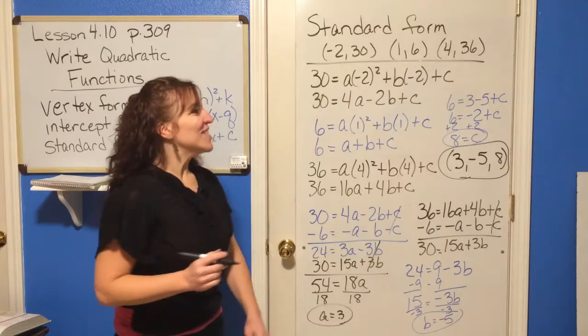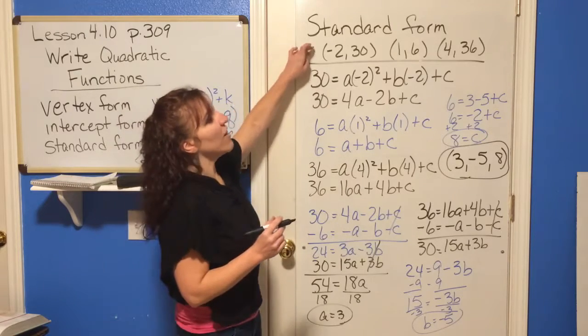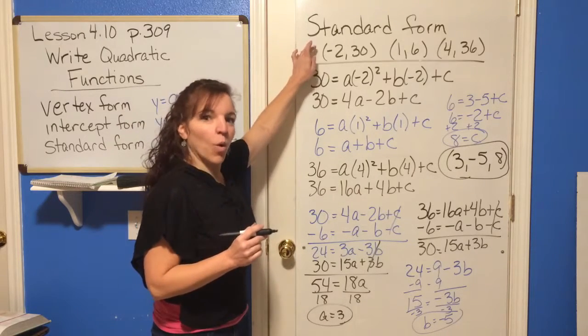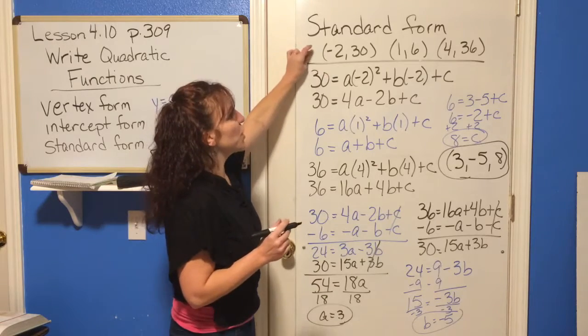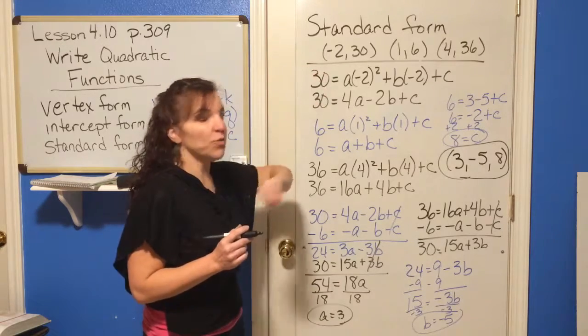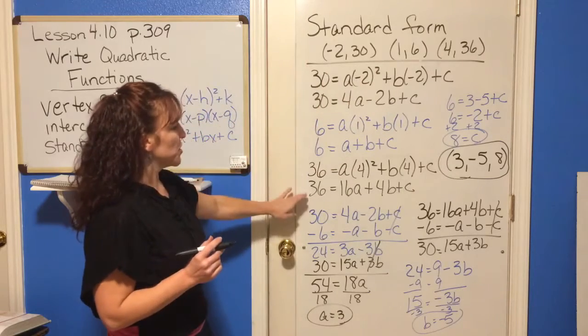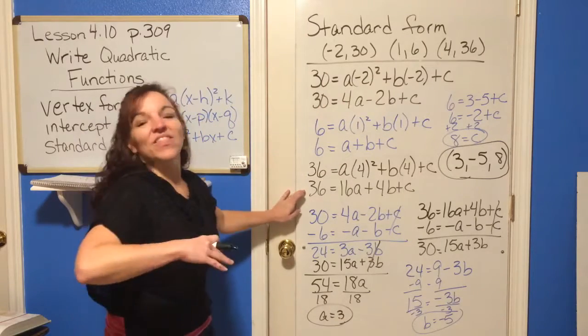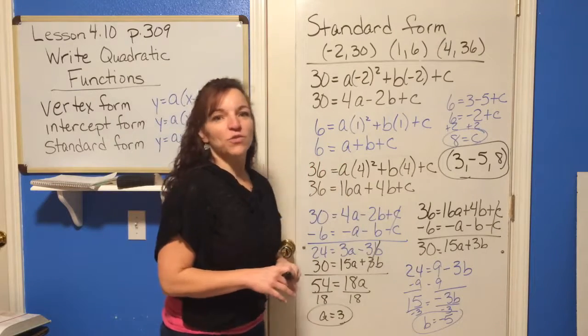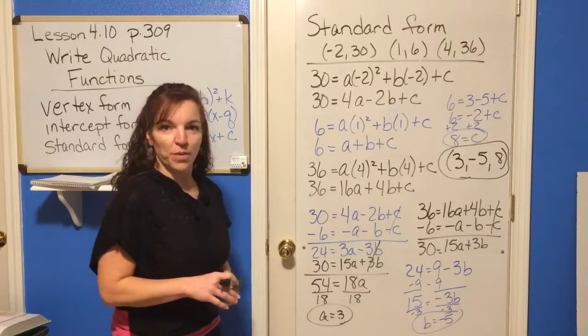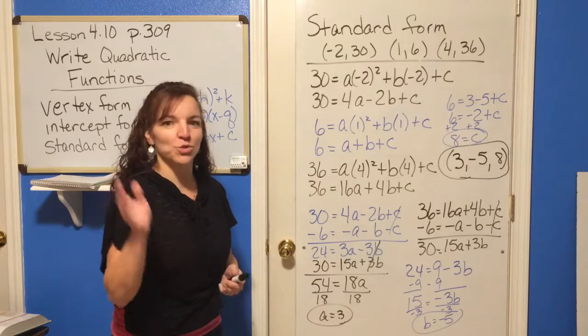Whew. So if you have 3 points, what you're going to do is put each of those 3 points into the standard form for the x and the y, and you'll end up with 3 equations with 3 unknowns, and then you just solve that system of equations the way we would solve 3 equations with 3 unknowns, which you can do.